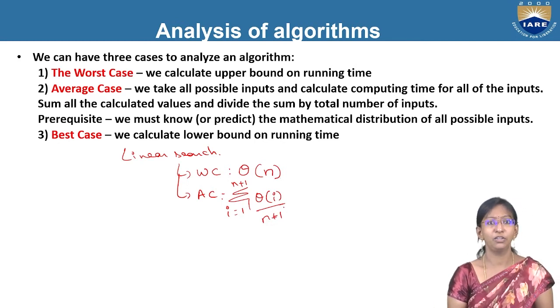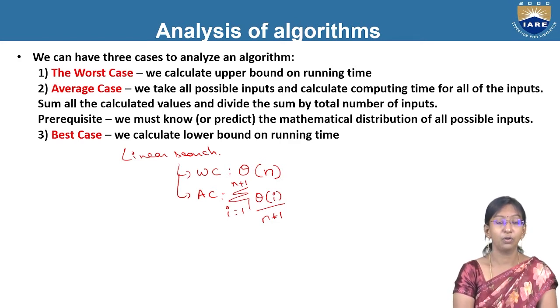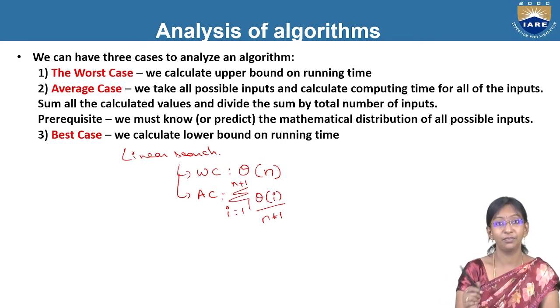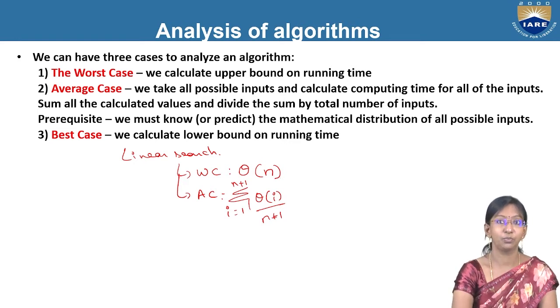We have n elements, ma'am. Why have you taken n plus 1? I have taken n plus 1 because there is a case where the element is not found. The element is not present in the list. Even I have to consider that case also. So I have taken n plus 1.